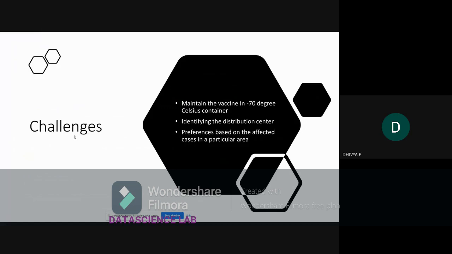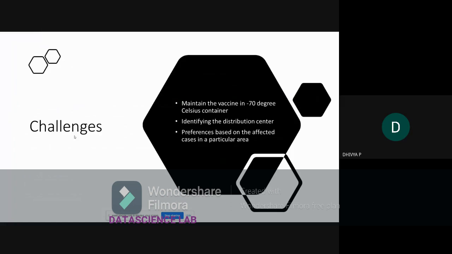The challenges are maintaining the vaccine at minus 70 degrees Celsius in a container, identifying the distribution center, and preferences based on the affected cases in a particular area. So these three challenges are faced by every government.